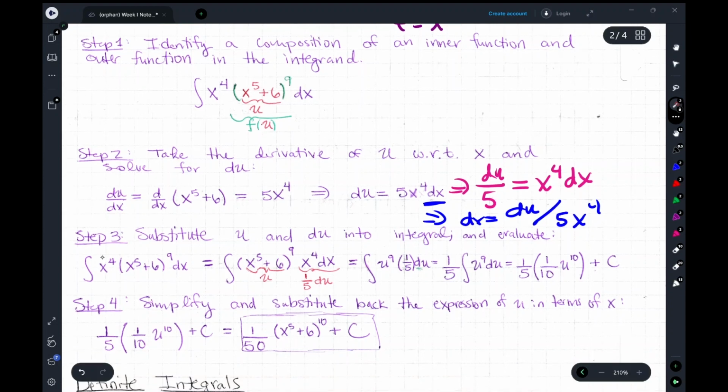Okay, step 3 is to substitute u and du into the expression. So rewrite the integrand in terms of u and du. Integrate, take the antiderivative, and then substitute back x, the expression for x in terms of u. And that is how integration by substitution works.